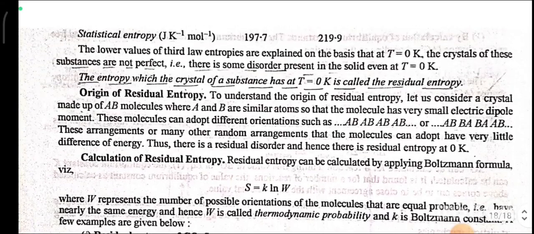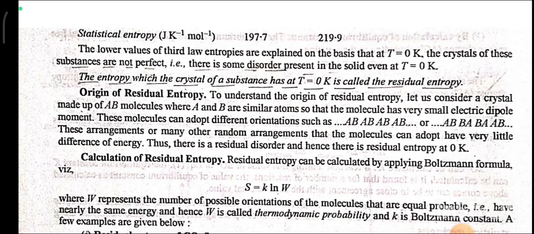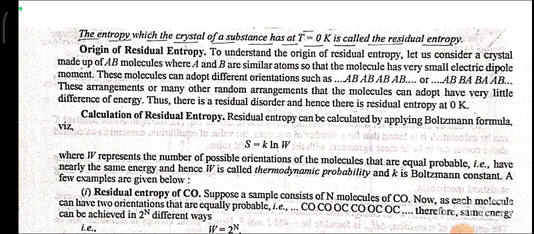Origin of residual entropy. To understand the origin of residual entropy, let us consider a crystal made up of AB molecules, where A and B are similar atoms, so that the molecule has a very small electric dipole moment. These molecules can adopt different orientations such as AB, AB, AB, or AB, BA, BA, AB. These arrangements, or many other random arrangements that the molecules can adopt, have very little difference of energy. Thus, there is a residual disorder, and hence there is a residual entropy at 0 Kelvin.